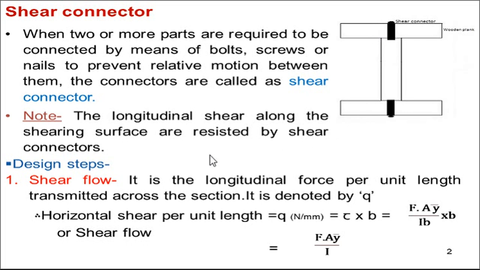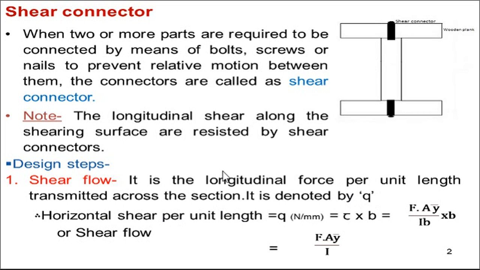Now, design steps. Shear flow. It is the longitudinal force per unit length transmitted across the section. It is denoted by q. Shear flow is also a very important term, so you need to understand that the definition is: longitudinal force per unit length transmitted across the section. It is denoted by small q, shear flow.